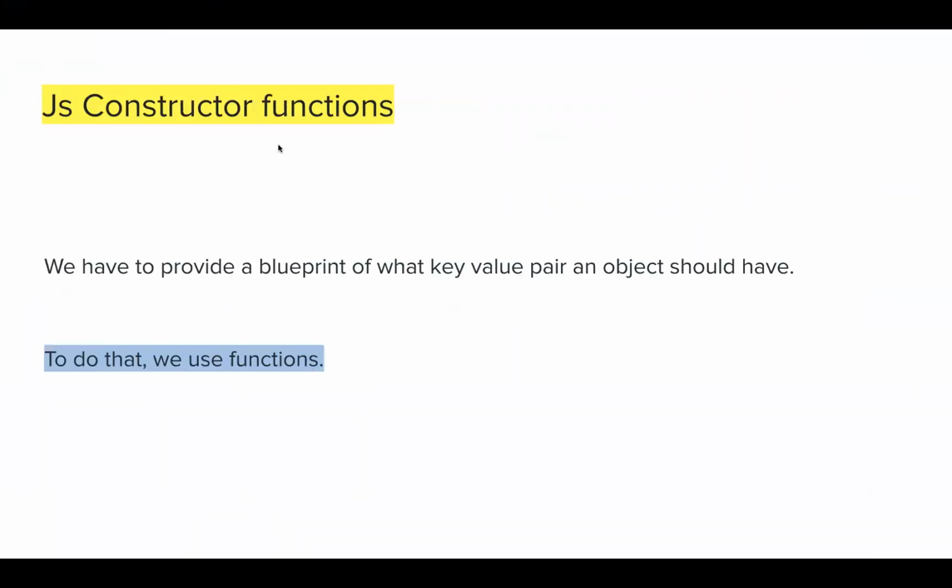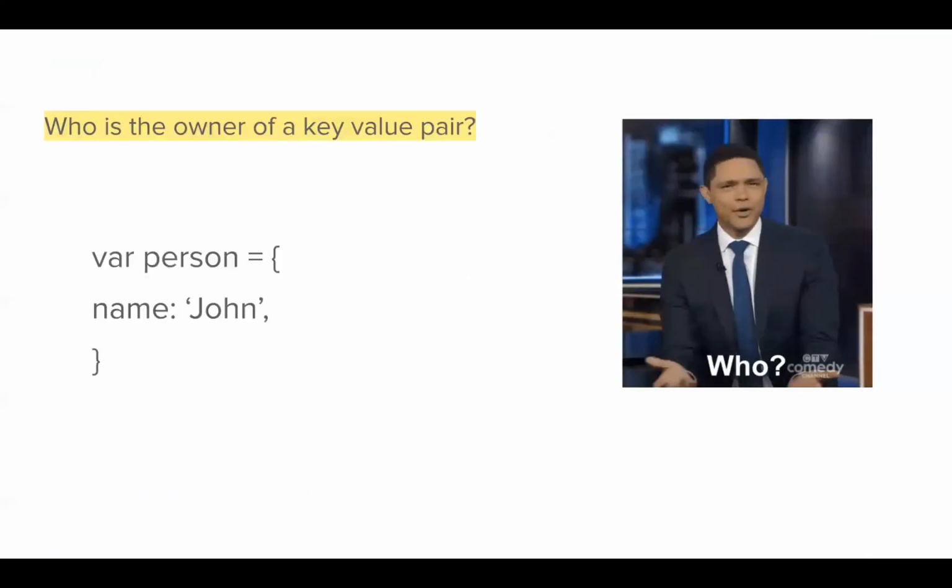Basically we have to provide a blueprint of what key value pairs an object should have, and to do that we use functions. But before that, we need to know who is the owner of a key value pair. In this case, the key name and the value John. Who owns it? Obviously the variable person. The name of that variable is person, and in that person object we have all those key value pairs. So the owner is that particular variable called person, right?